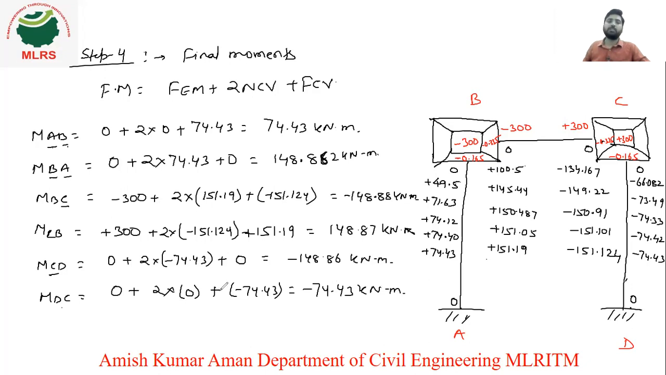So we have calculated the fixed and final moments. Now if you want to check, at joint B, what are the members? BC and BA. Add these moments, and it is nearly equal to 0, which means okay, correct. At C, what are the members? CB and CD. Add these moments, and it is nearly equal to 0. Our problem is correct because we are getting the moment values nearly equal to 0, right?